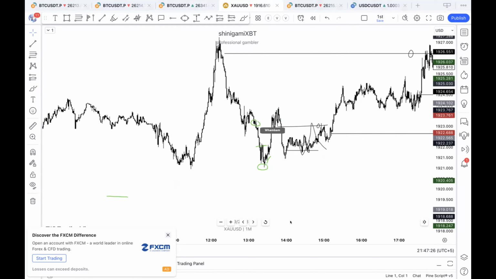So I may have looked to TP here, and then knowing what I'm like, I probably wouldn't have. No, I wouldn't have known to exit the trade here. I probably would have exited when it then came back down, and probably into this area here. That's probably what I would have done.